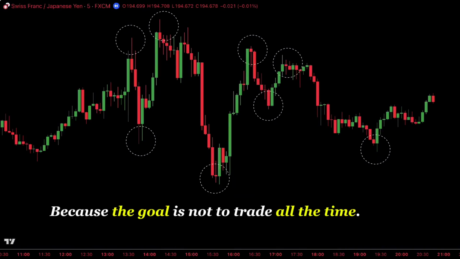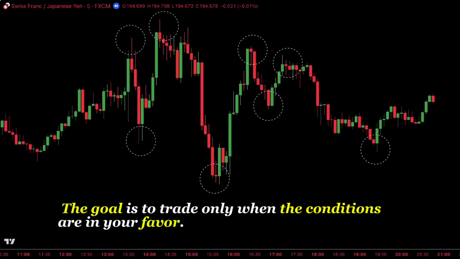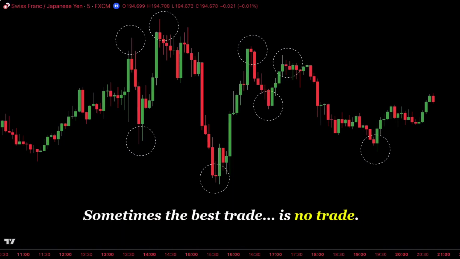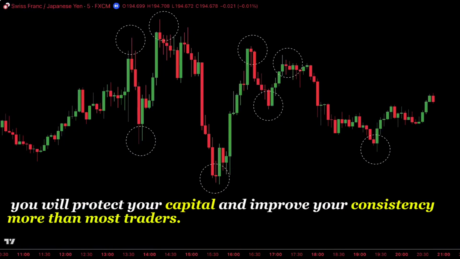Because the goal is not to trade all the time. The goal is to trade only when the conditions are in your favor. Sometimes the best trade is no trade. If you learn to avoid choppy markets, you will protect your capital and improve your consistency more than most traders.